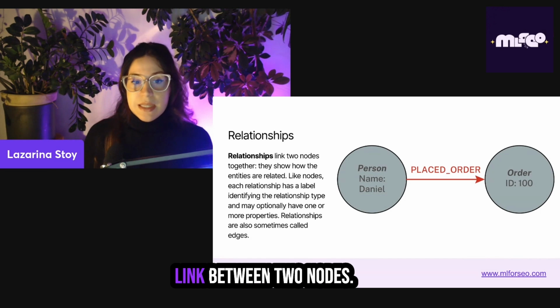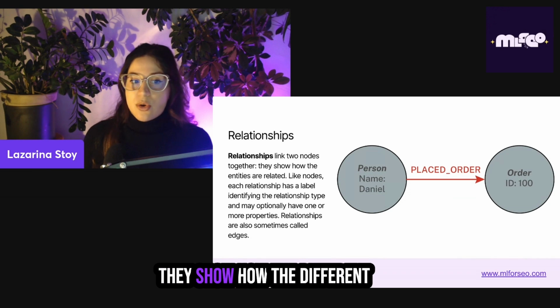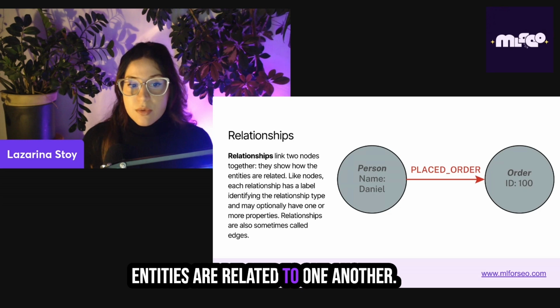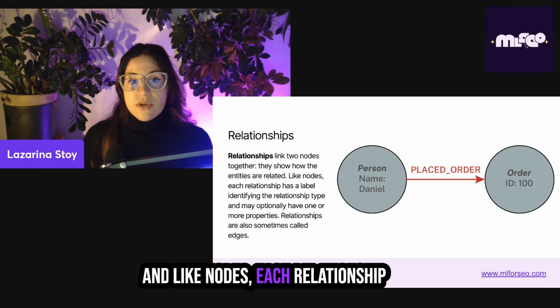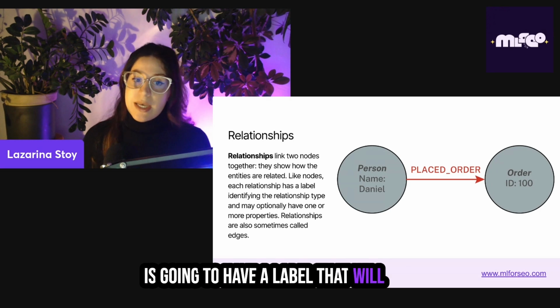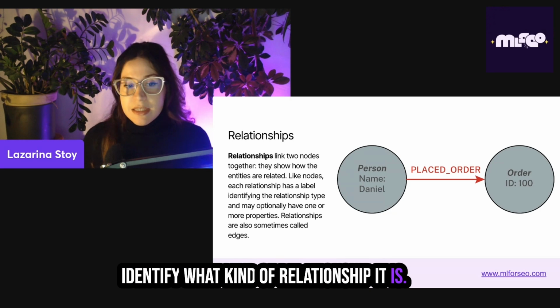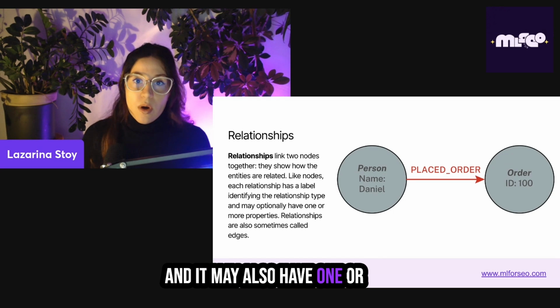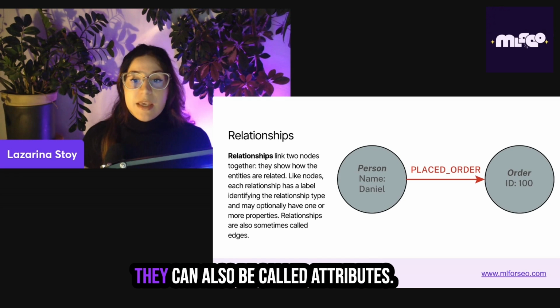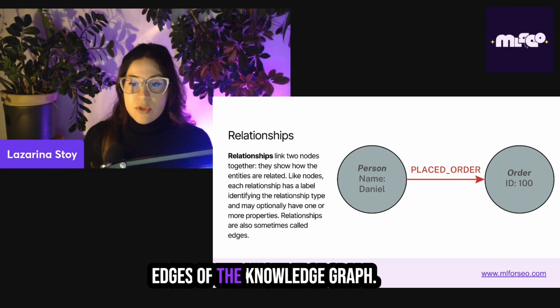The second element is, of course, the relationship. The relationship is a link between two nodes. They show how the different entities are related to one another. And like nodes, each relationship is going to have a label that will identify what kind of relationship it is. And it may also have one or more different properties. They can also be called edges of the knowledge graph.